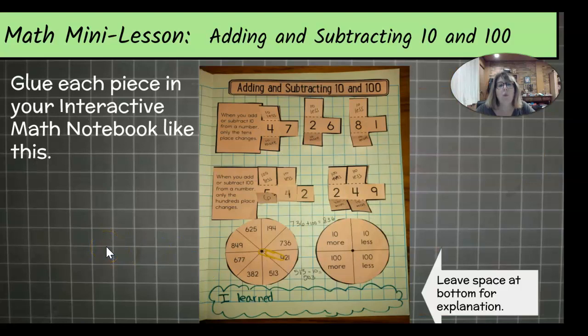Now, once you have cut out all 8 pieces, I would like you to glue them into your interactive math notebook like this. Up at the top, we're going to work on just adding and subtracting tens, so these are just 2-digit numbers. Below the 2-digit numbers, you can glue in the 3-digit numbers, because then we're going to be adding and subtracting 100s and 10s. Finally, we have 2 different spinners, which is a lot of fun.